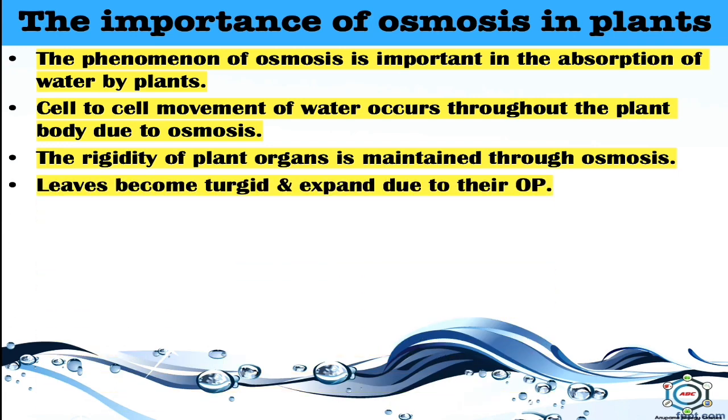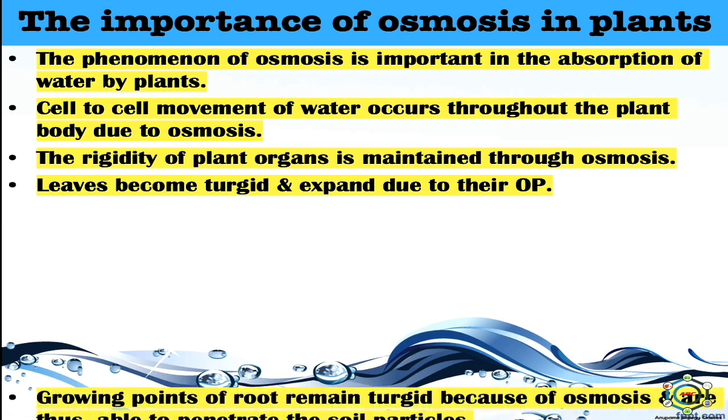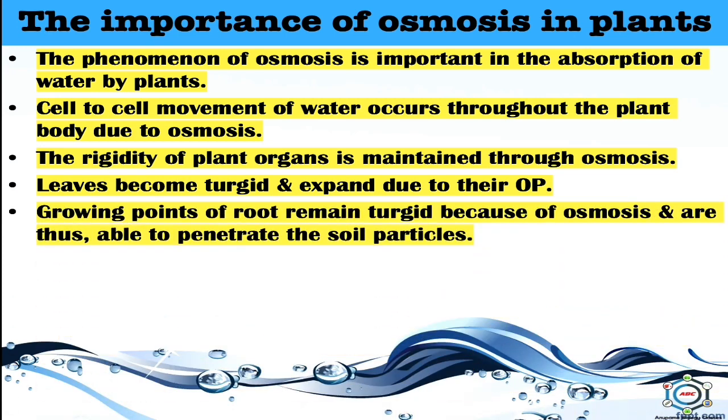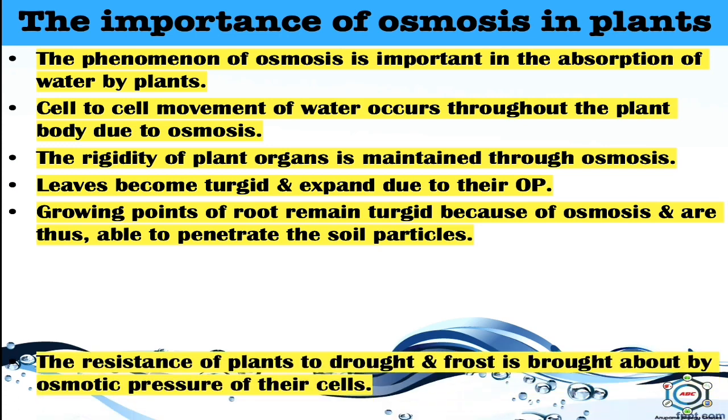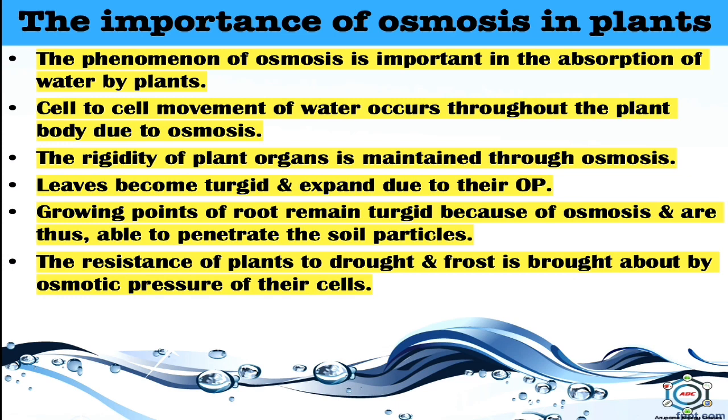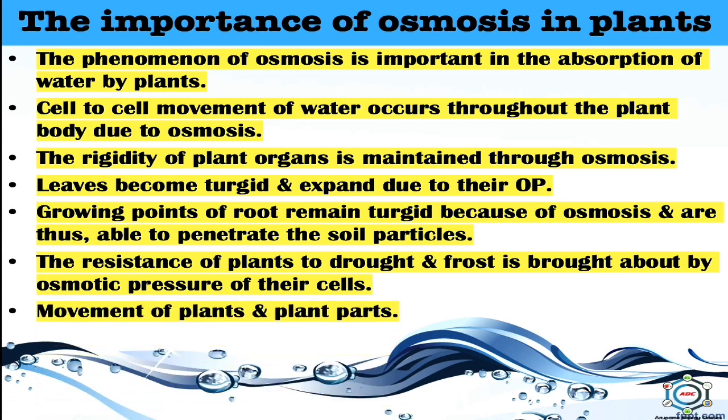Leaves become turgid and expand due to their osmotic pressure. Growing points of the root remain turgid because of osmosis and are thus able to penetrate the soil particles. The resistance of the plants to drought and frost is brought about by the osmotic pressure of their cells. Movement of plants and plant parts, for example, movement of leaflets of the Indian telegraph plant, bursting of many fruits and sporangia, etc., occurs due to osmosis.